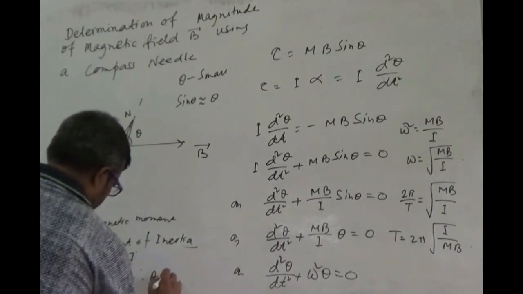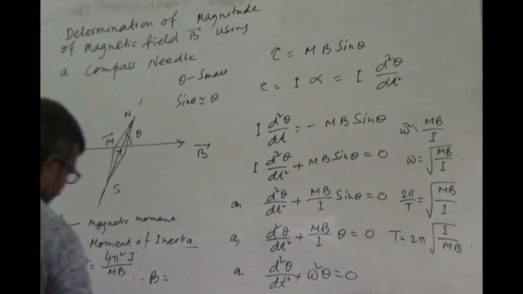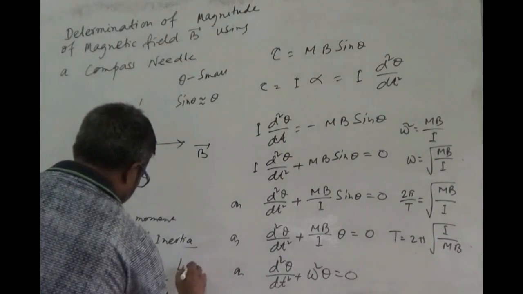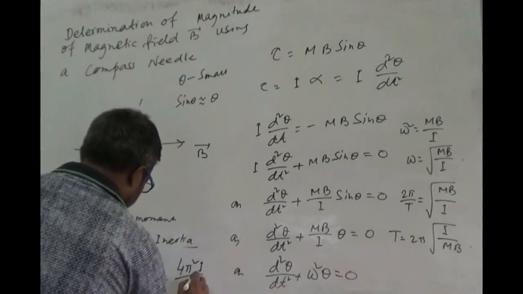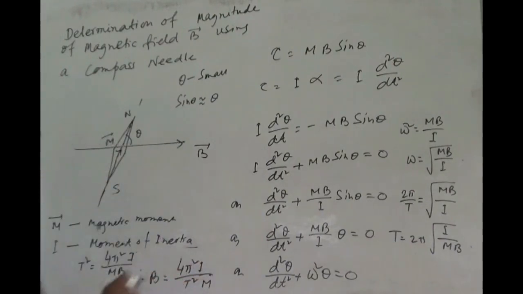Now B can be written as, just bring B here, then this T square goes to the denominator, so B is equal to 4 pi square I by T square into M. From here you can measure the magnetic field.